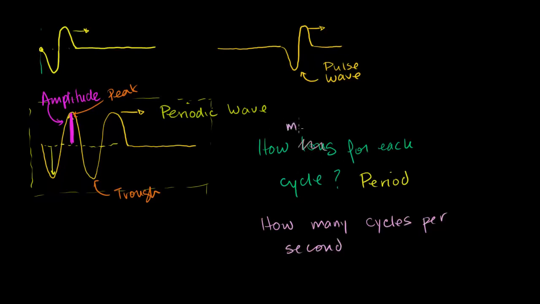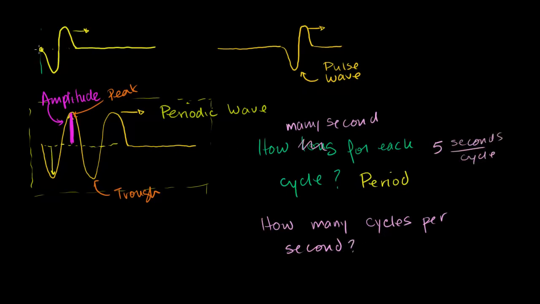How many seconds for each cycle? So for example, this, a period, it might look like something like 5 seconds per cycle. Or maybe it's 2 seconds per cycle. But then what if we were asked how many cycles per second? So we're asking the opposite question.